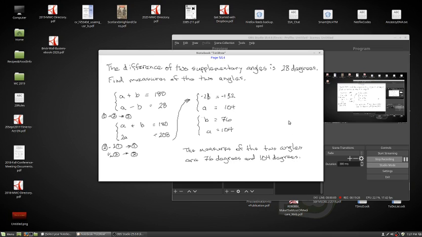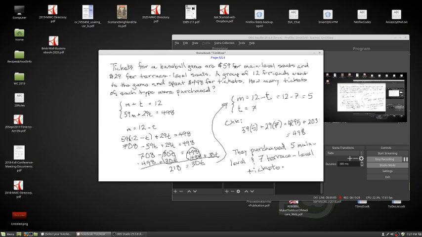All right. And then the fourth word problem is this one, another mixture problem. Tickets for a baseball game are $59 for main level seats, or as us old-fashioned people would probably say, box seats, and $29 for terrace level seats, or the bleachers. A group of 12 friends went to the game and spent $498 for tickets. How many tickets of each type were purchased?